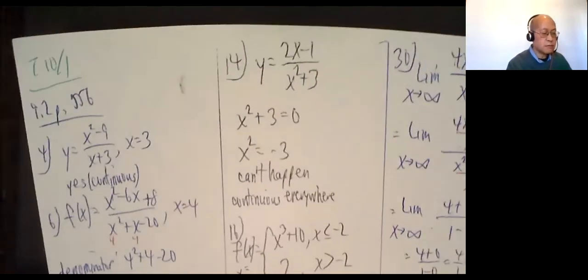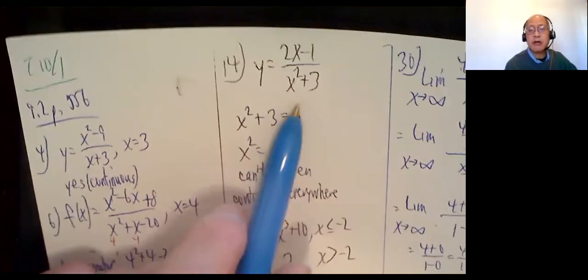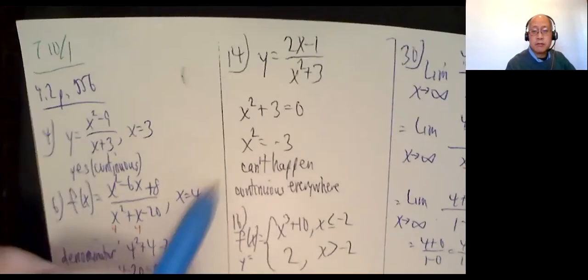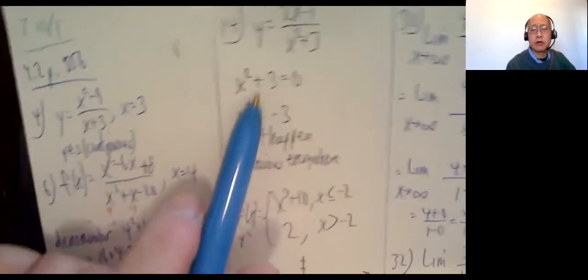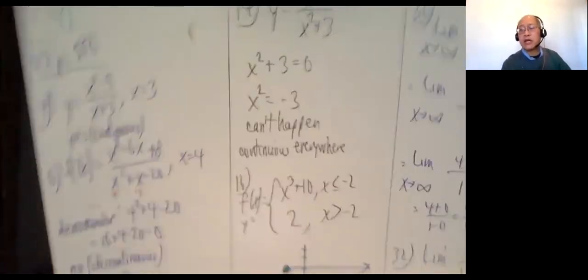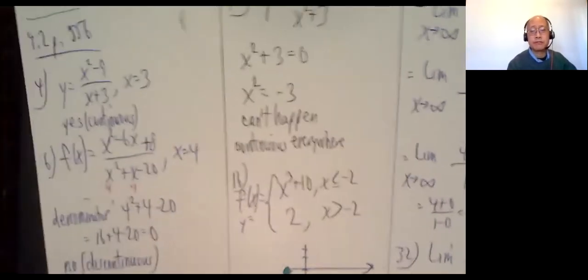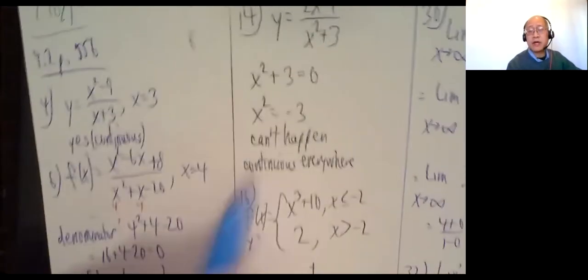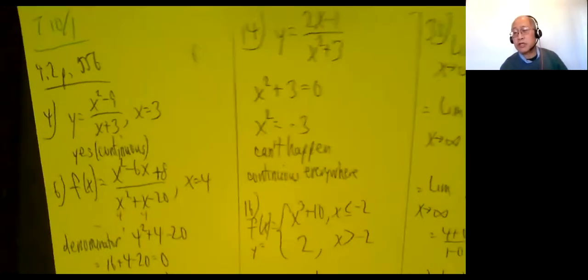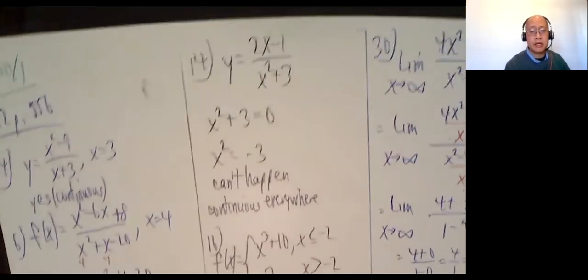Okay, how about 14? Same thing. I cannot let the denominator equal 0. Don't even look at the numerator. x squared plus 3 equals 0. If I try to solve it, I subtract 3. I have x squared equals -3. x squared equals -3 can't happen for real numbers, right? The denominator is never 0. Therefore, this function is continuous everywhere. I have no trouble spots for number 14. So whatever the graph looks like, which we don't care right now, it'll be continuous everywhere.